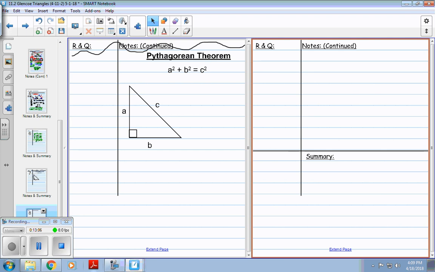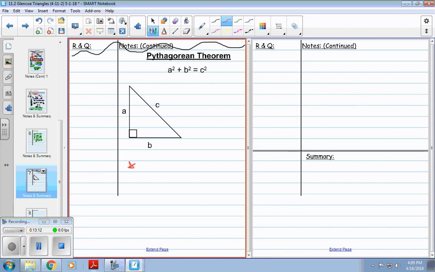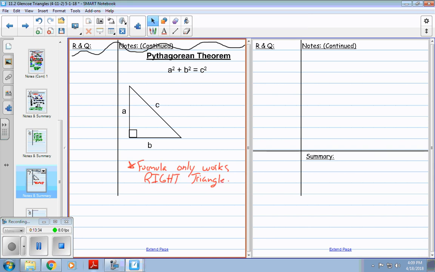I'm going to have you just pause here and copy down what you see. And I'm going to add one extra note before you actually do that. This formula only works on right angles. It can only be done on a very special triangle. It has to be a triangle that has a right angle. And we call those right triangles. So go ahead and pause here, copy down what you see, and we'll create a Pythagorean theorem problem together in class.